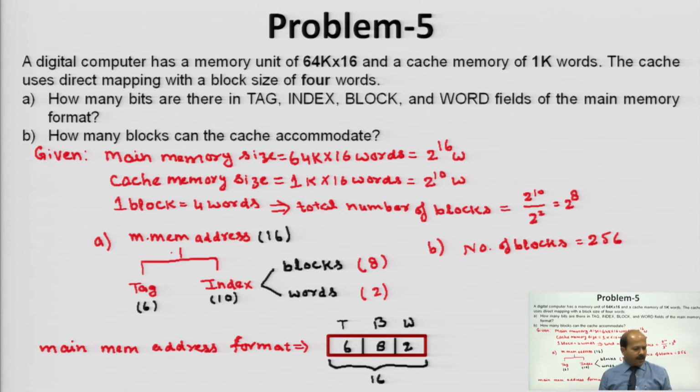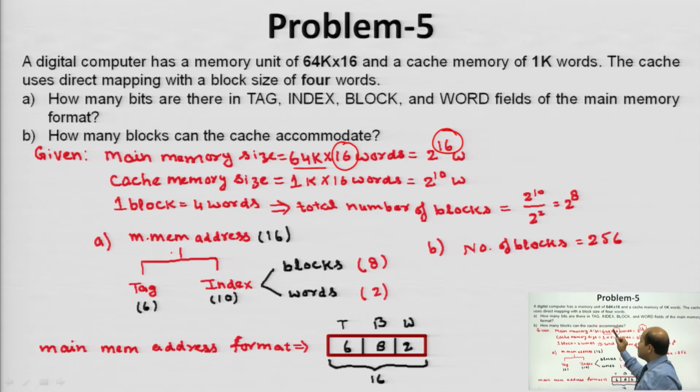Now, in the next part of this lecture, one more problem related to direct mapping is given. A digital computer has a memory unit of 64K cross 16. So again, the main memory size is given as 64K, that means 2 to the power 16. Don't bother about the right portion, again it is a data part.